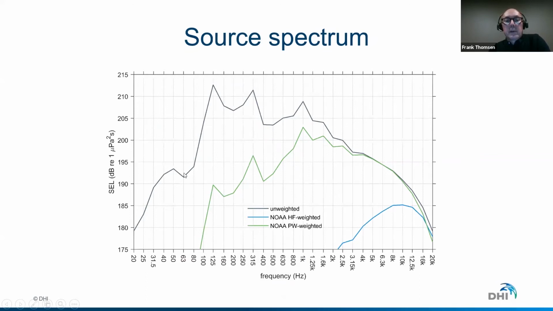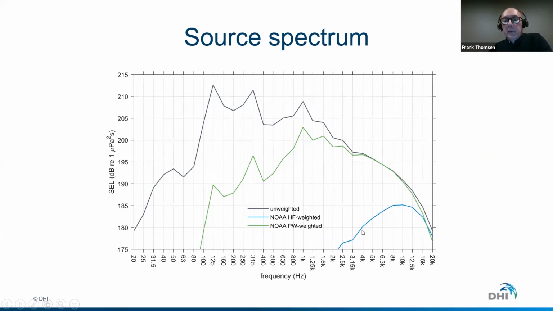This is actually the different frequencies a sound pulse has with different intensities for one sound pulse. And you can see that this pile driving pulse has most of its energy around or below 1 kilohertz. There's a peak at 1 kilohertz, but also peaks at lower frequencies. So 90% of this pile driving pulse energy is below 1 kilohertz. And this is an unweighted spectrum.